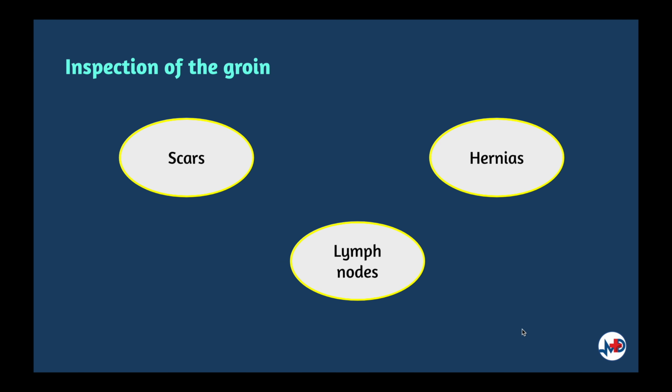Inspect the patient from the end of the bed while at rest, looking for clinical signs suggestive of these pathologies, which are obvious scars, lymph nodes, and hernias. Sometimes hernias may be visible from the end of the bed, so you ask the patient to cough. That will usually cause the hernia to become more pronounced.